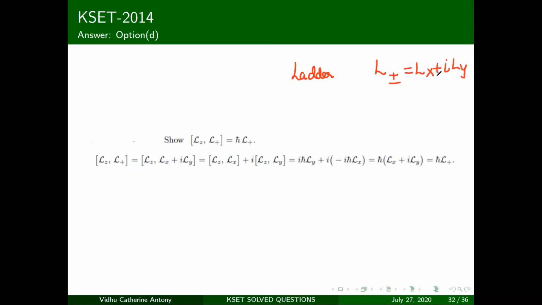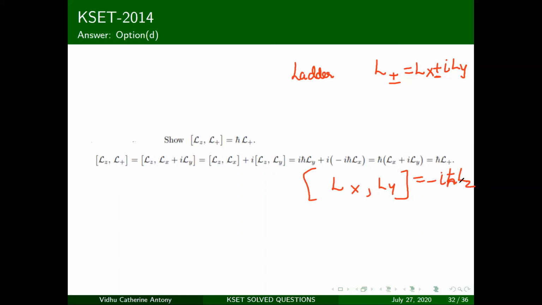If you have a minus, you end up putting a minus sign. Okay, so you have an Lz, L plus is equal to H cross L plus. So you substitute that, and then you substitute these relations that you have. So you have an Lx comma Ly. Those are going to give you iH cross Lz.